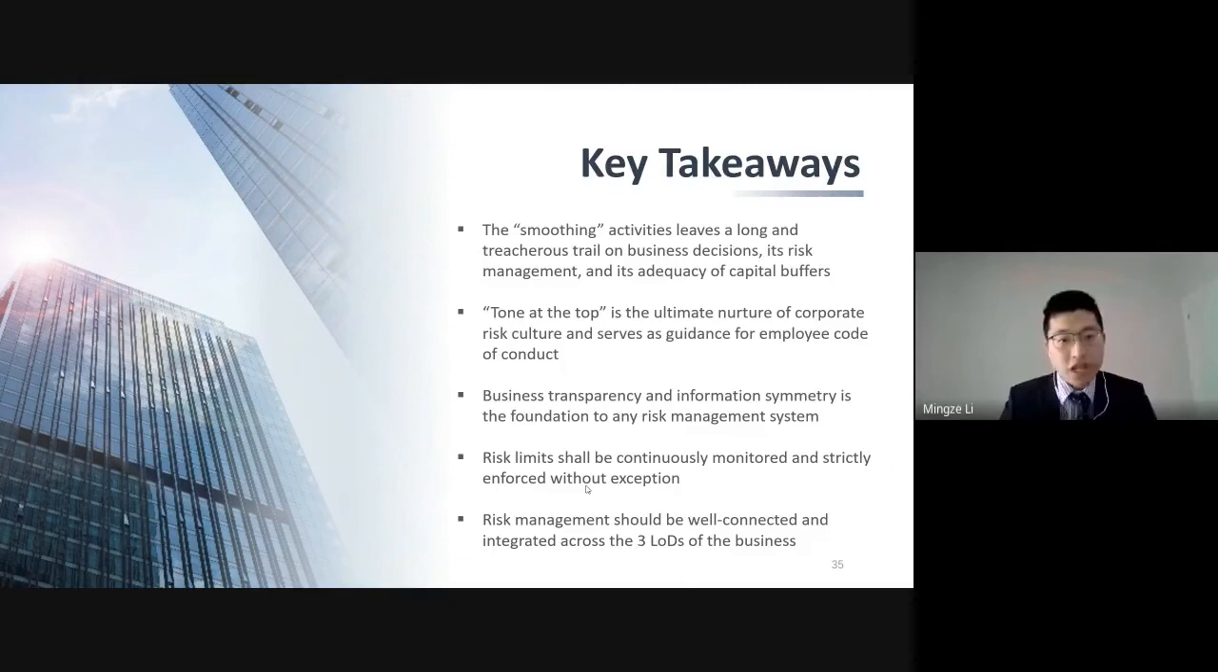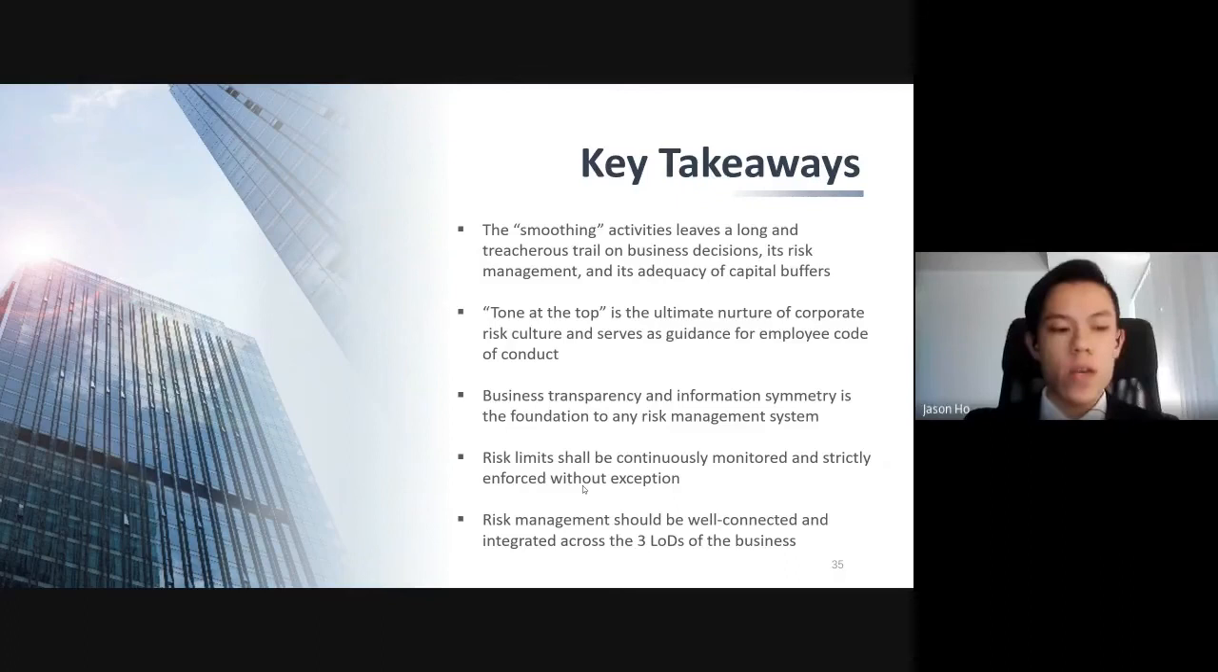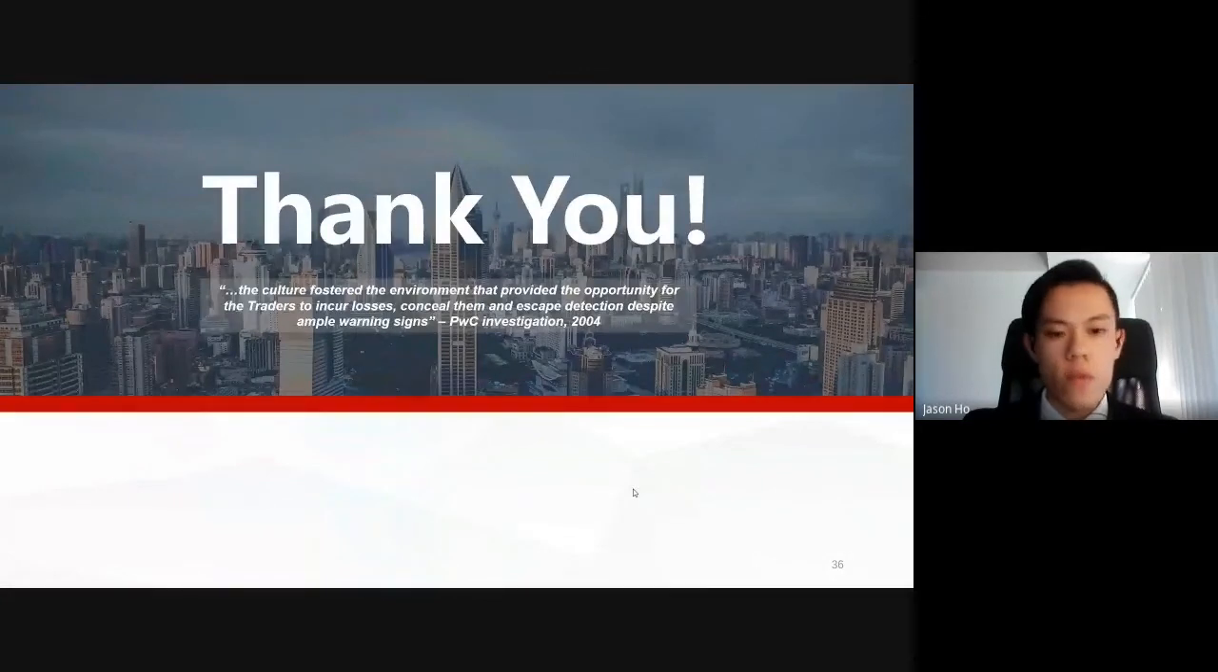And the trading desk should also continuously monitor and strictly enforce the predefined risk limits, even if the traders could make a huge profit from their risky bets. And finally, we think risk management should really be performed and integrated into all business lines and across the 3 lines of defense. The risk owners themselves should control the exposures, while risk managers and internal audit should serve as an independent oversight to the preceding levels. And with that, we'll just end with this quote from PwC, and we're open to any questions you may have.